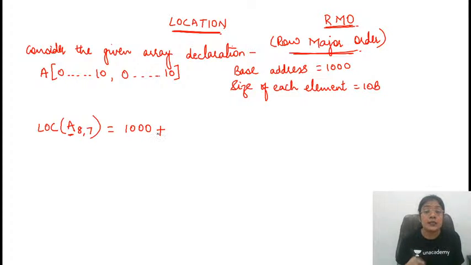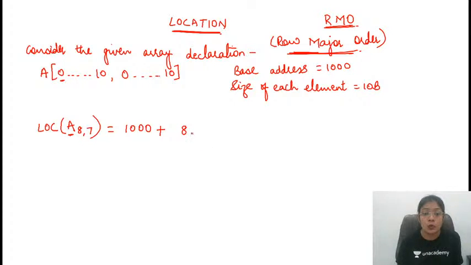1000 plus. Since this is row major order, first of all, I need to select the required row number. The required row number is 8, the 8th row. 1950, yeah, that's the correct answer. Very good. So the element belongs to the 8th row, but how many rows do I need to skip? It depends on the starting row number.